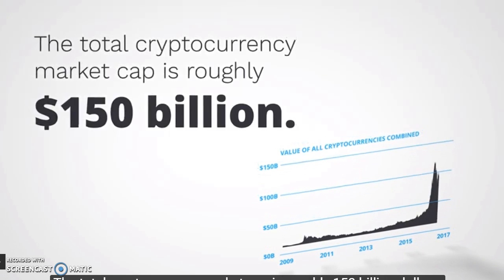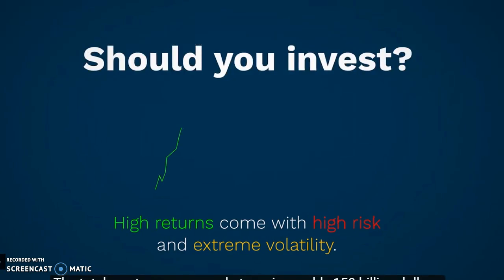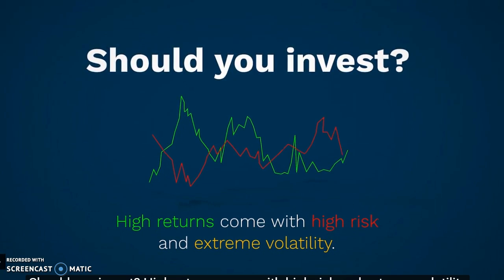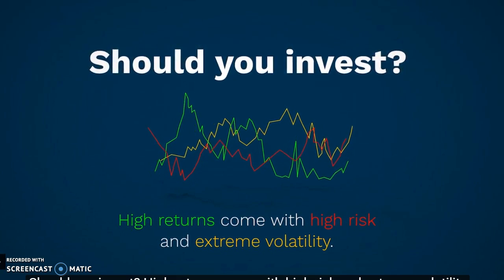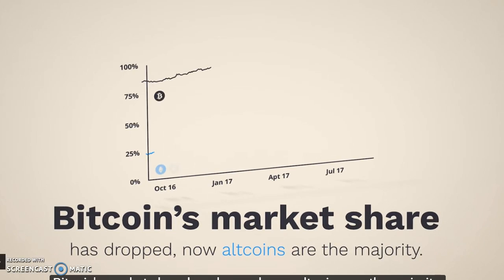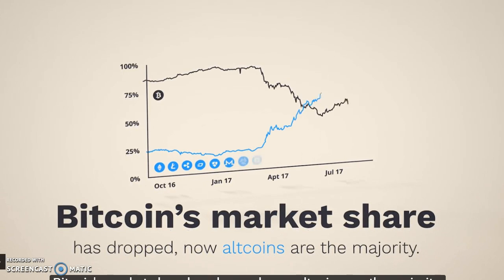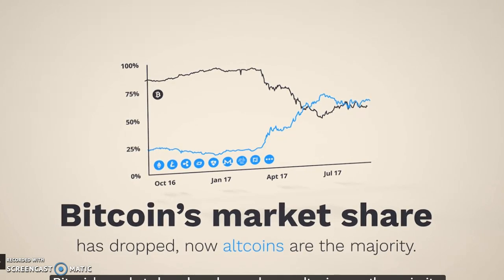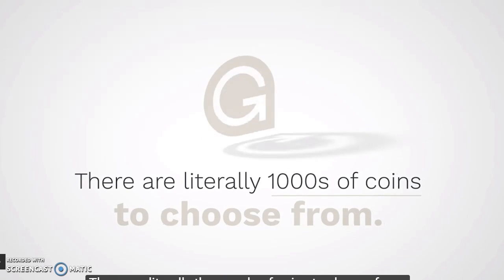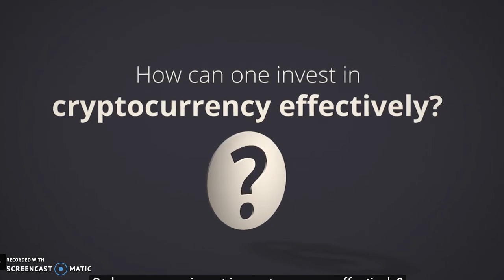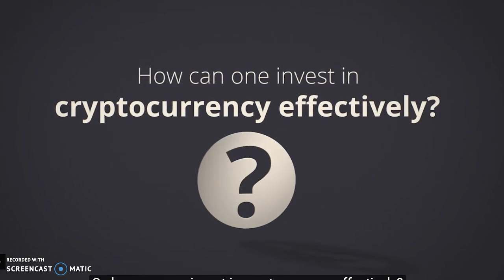Is roughly $150 billion. Should you invest? High returns come with high risk and extreme volatility. Bitcoin's market share has dropped. Now altcoins are the majority. There are literally thousands of coins to choose from. So how can one invest in cryptocurrency effectively?